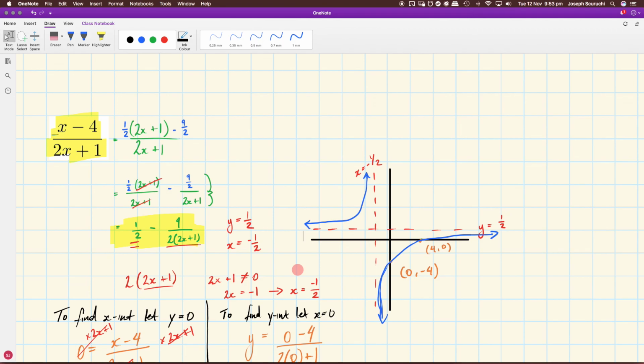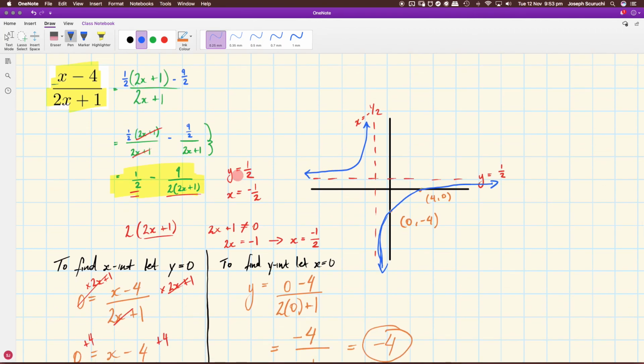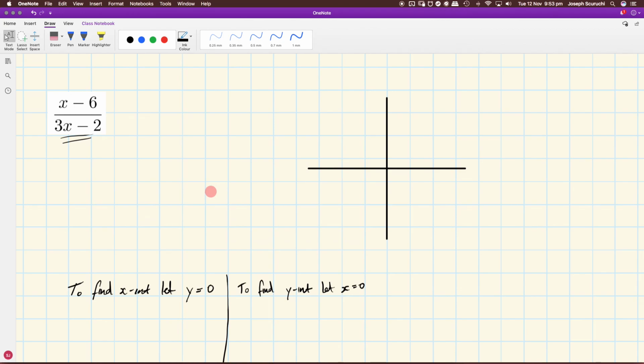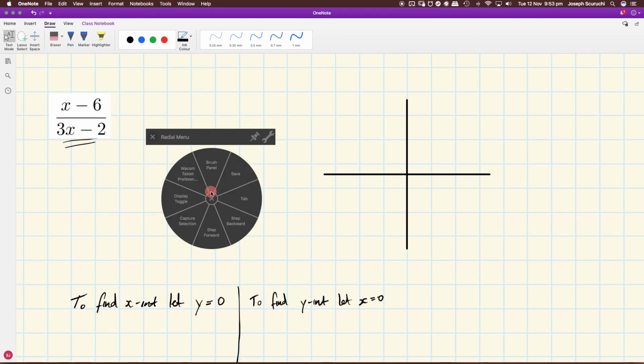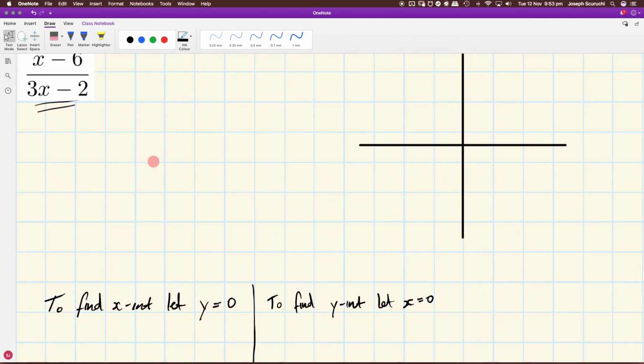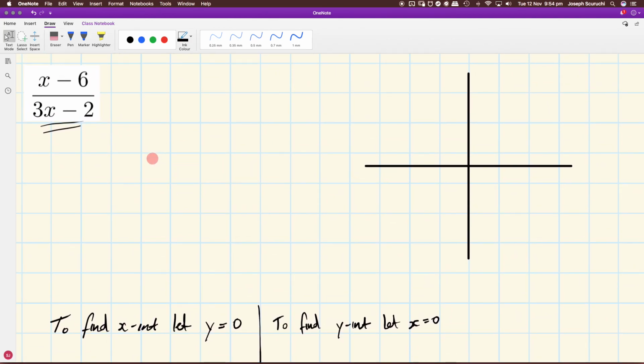Perfect. So again, my asymptotes are x equals negative a half and y equals a half. And my final equation is 1 over 2 minus 9 over 2x plus 1. Now we come to the lucky last. Again, we do the same thing. Let me zoom right in.